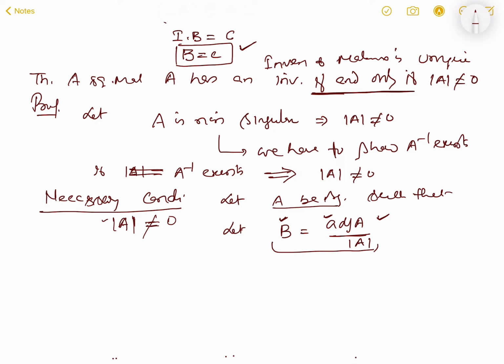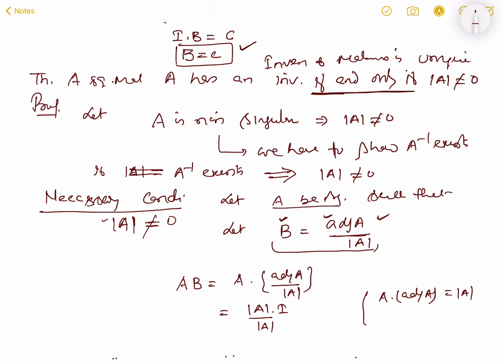Both sides multiplied by A, left side. AB, A into adjoint A upon determinant A. As per the theorem, A into adjoint A is determinant A into I upon determinant A. Applied the theorem: A into adjoint A is equal to determinant A into I. So this is cancelled out. So AB is equal to I.